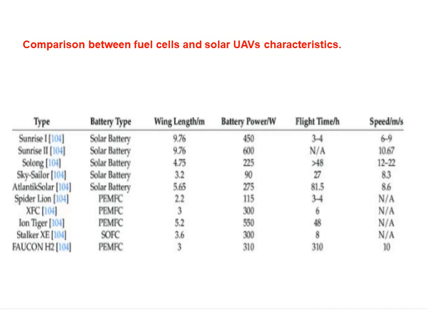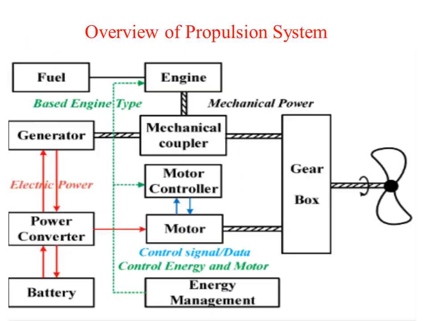So, the comparison with the fuel cell and the solar UAV characteristics. That is the battery type, wavelength and power in the table, so you will be clear to understand what type is good for the solar cell and the fuel cell.